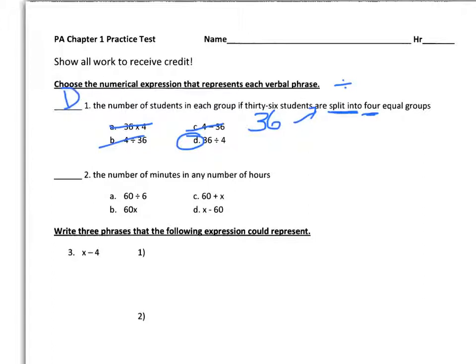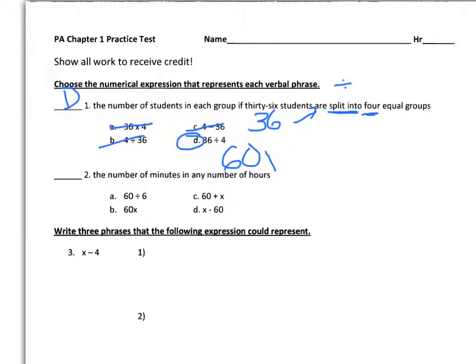2. The number of minutes in any number of hours. Okay, so the number of minutes in any number of hours. Well, we know that there are 60 minutes in an hour. What we don't know is how many hours there are, so that's going to be the variable. Looks like we're using x here. So we have 60 minutes per hour. So when we're looking for that, that's going to be multiplication.